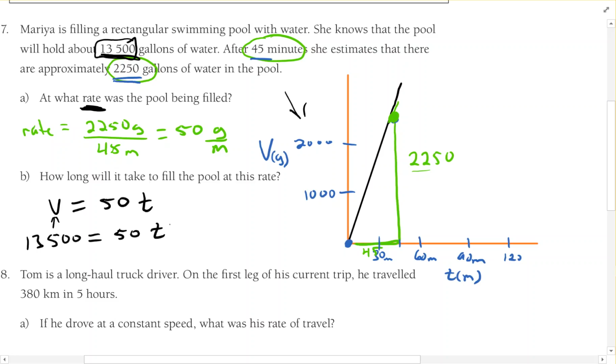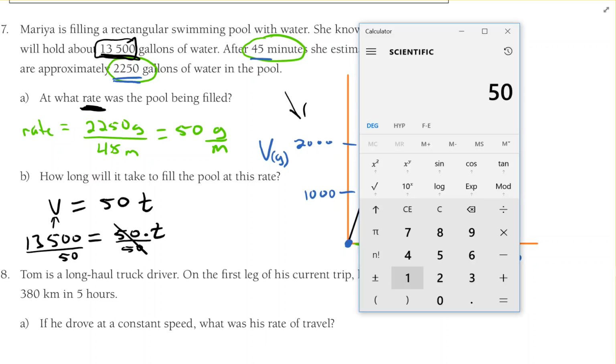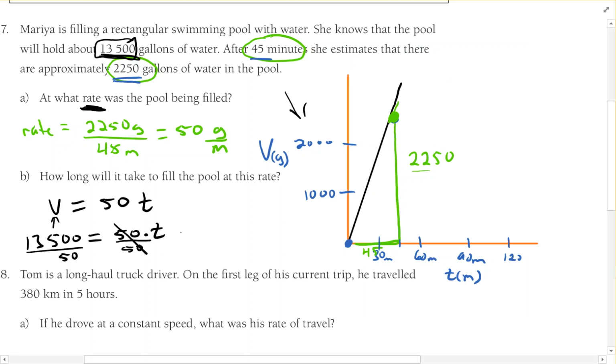So now just a little bit of algebra. Right now we are multiplying both sides by 50. We always do the opposite. So we're going to divide both sides by 50. So divide that side by 50, divide that side by 50, and we get t is equal to 13,500 divided by 50. So 270 minutes. So you'd say t is equal to 270 minutes. And then circle your answer. Okay, moving on to the next one.